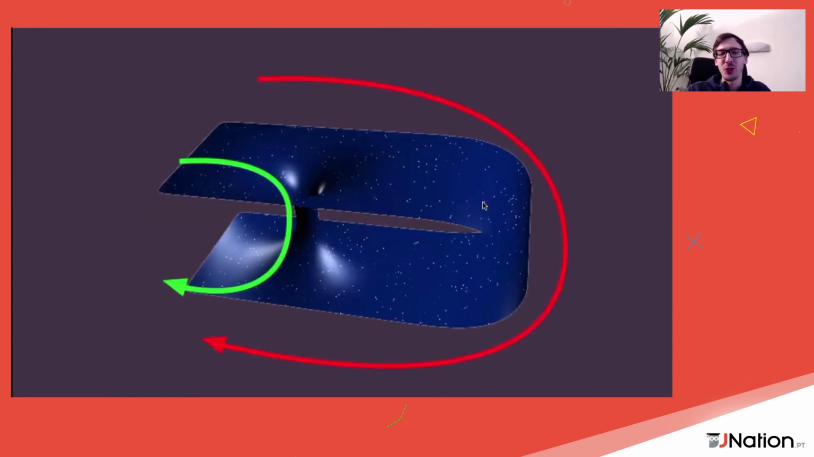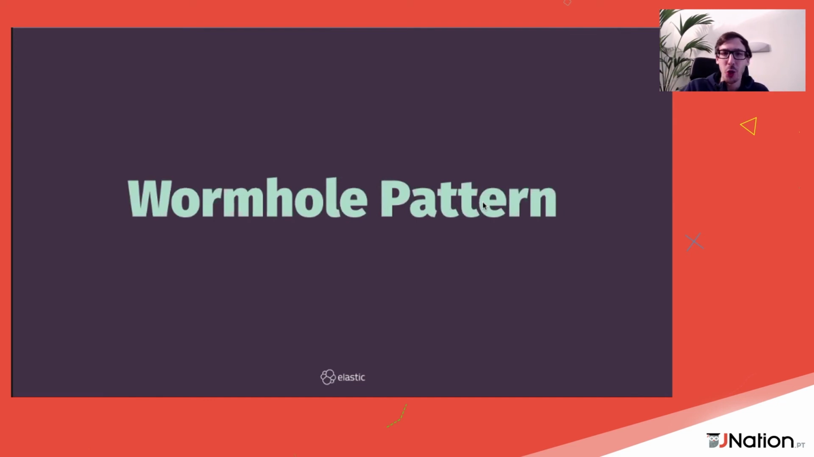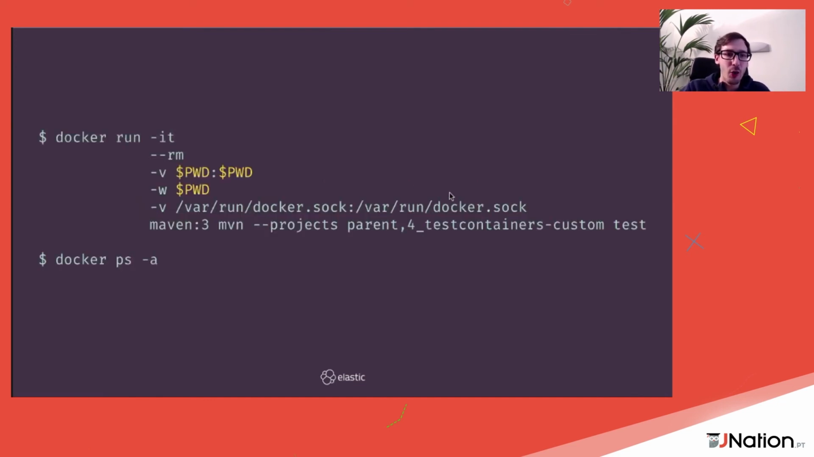And this is generally like the wormhole pattern in space, where you expose the Docker socket to that one container, so it can kind of reach out and start another container on the outside. Which, yeah, it's called the wormhole pattern. What you end up doing is, you do a Docker run.